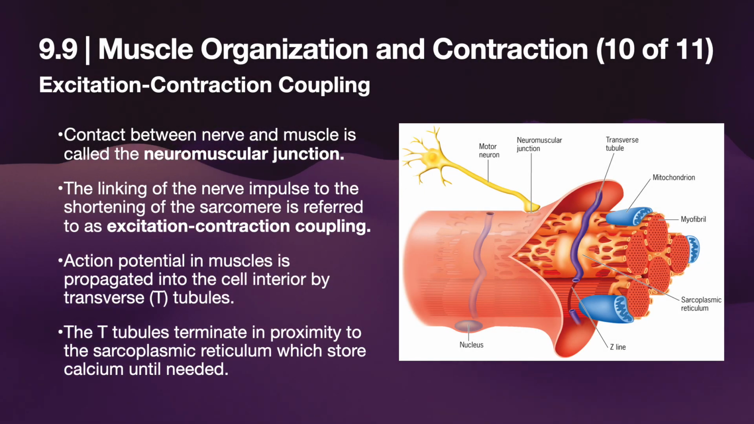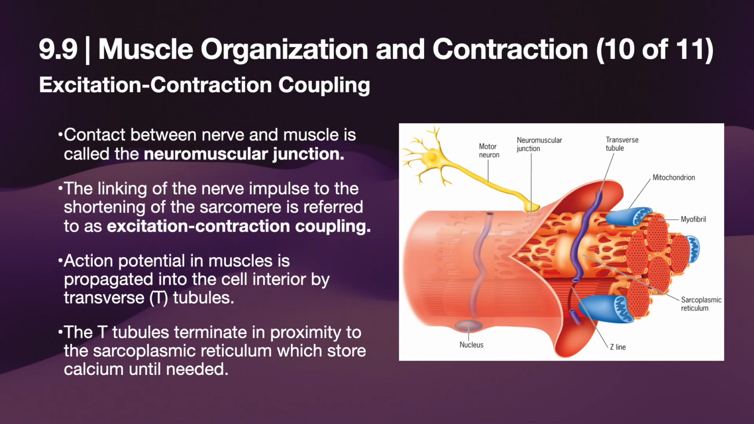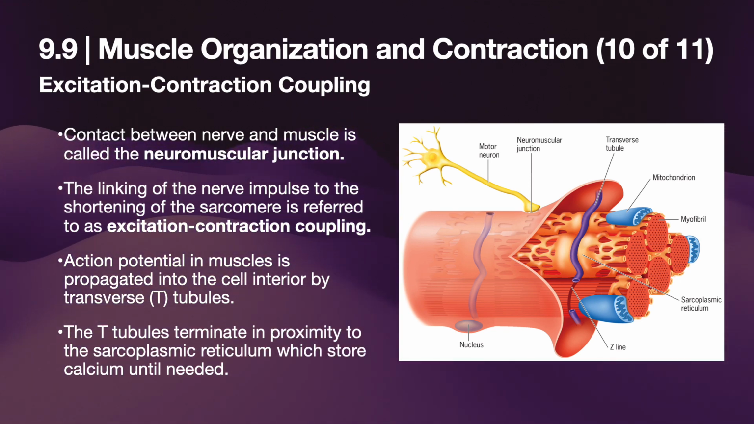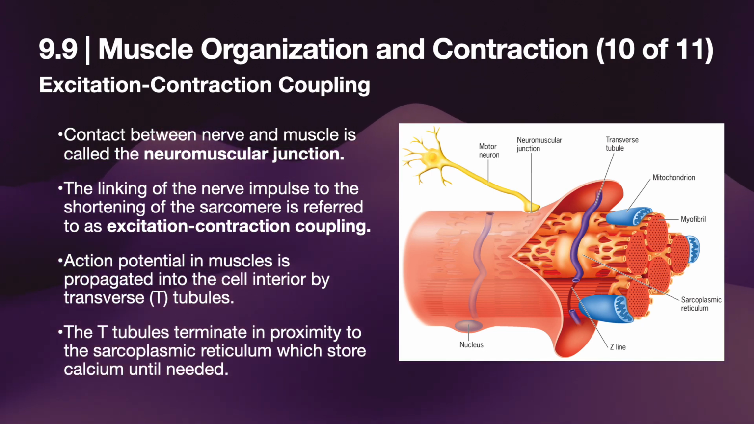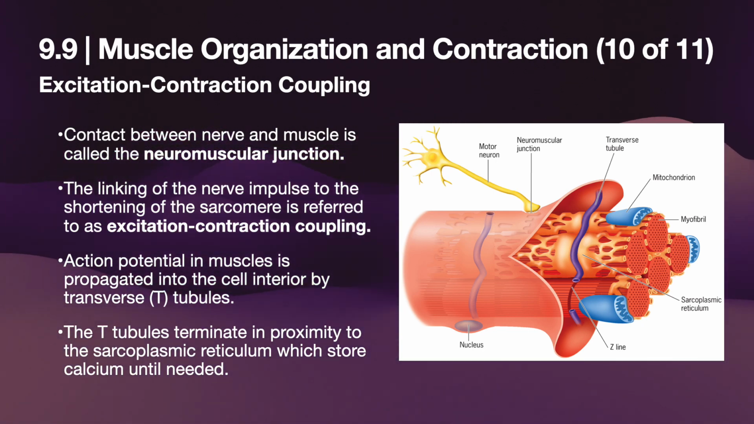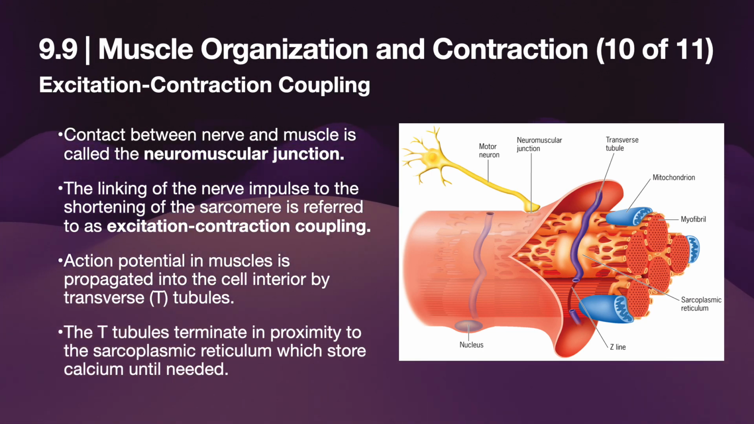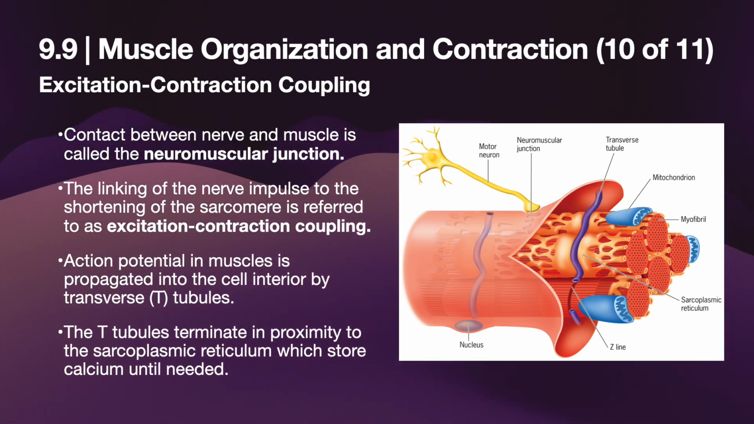Now is the excitation and contraction coupling. The contact between nerve and muscle is called the neuromuscular junction. The linking of the nerve impulse to the shortening of the sarcomere is referred to as excitation and contraction coupling. Action potential in muscles is propagated into the cell interior by what we call your transverse or T-tubules. The T-tubules terminate in proximity to the sarcoplasmic reticulum, which stores the calcium until needed.